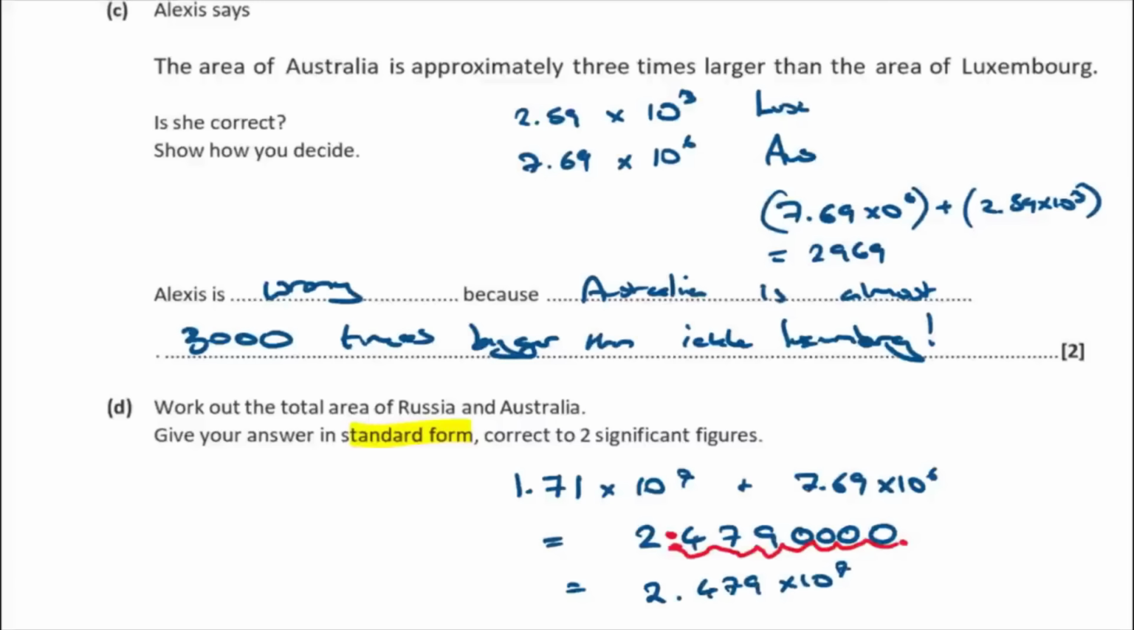But that's not 2 significant figures, is it? That's 4 significant figures. So to round it to 2 significant figures, I'm going to round it off after the 4. Next number is a 7, so I'm going to round it up. That makes it 2.5 times 10 to the 7 to 2 significant figures. Okay, so I just rounded it off there. 2.5 times 10 to the 7.